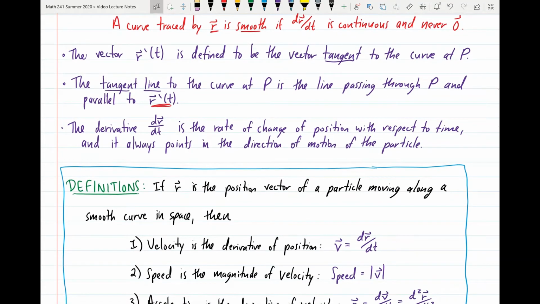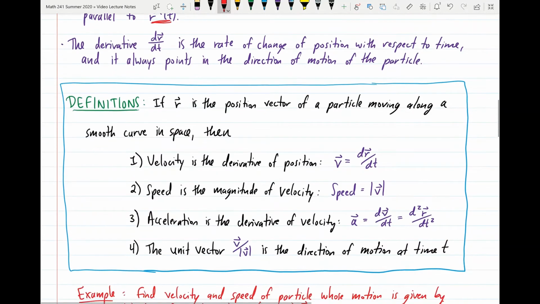And lastly, if we're viewing the curve as being traced by a particle, the derivative dr/dt is the rate of change of position with respect to time. And it's always going to point in the direction of motion of the particle, where again the particle is tracing the curve in space.